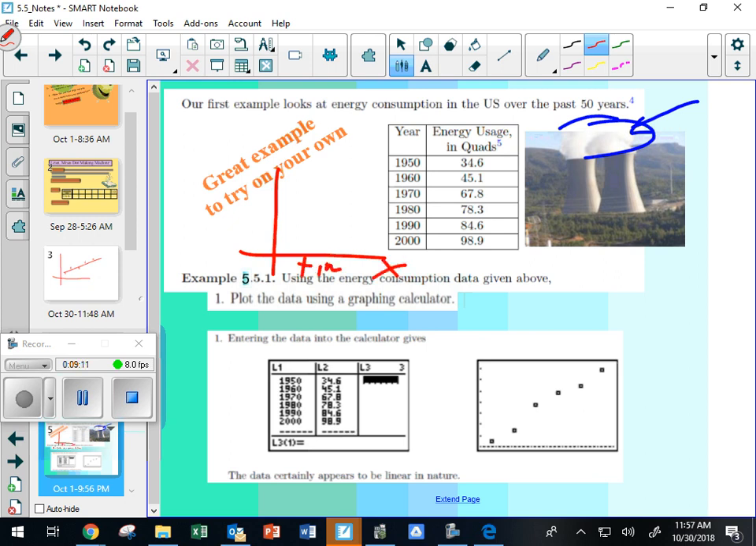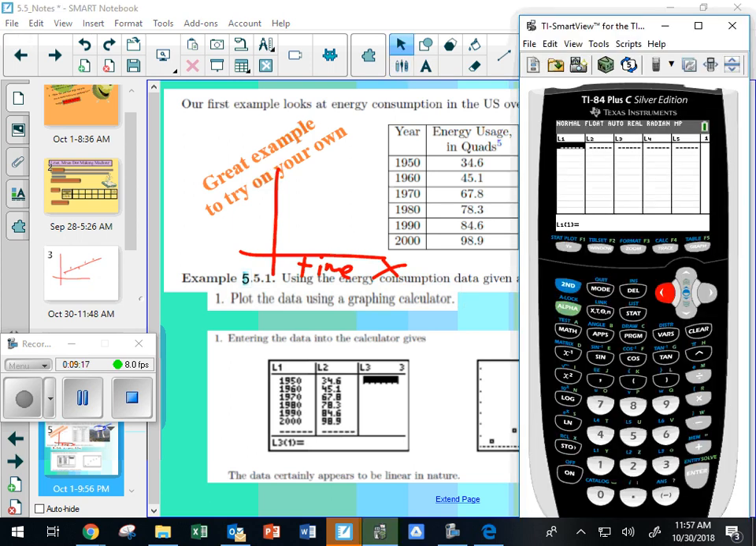Time goes down here. It's called the independent variable. Time goes on the bottom. Yes, time is your X, so it's your L1. So in the L1, we're going to put the time. We're going to start with 1950, so everybody type 1950, enter.